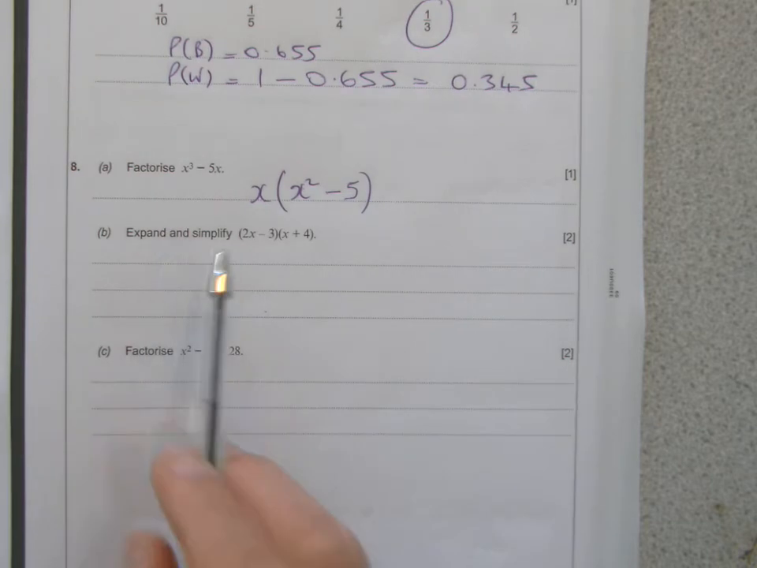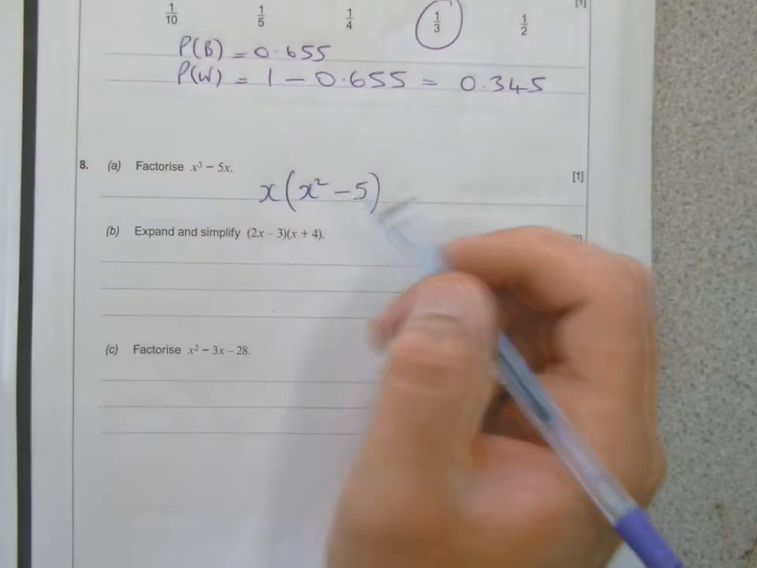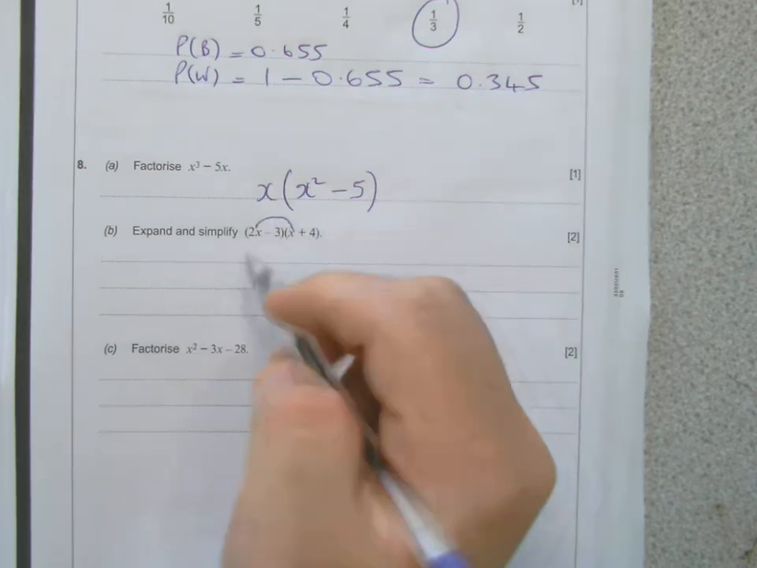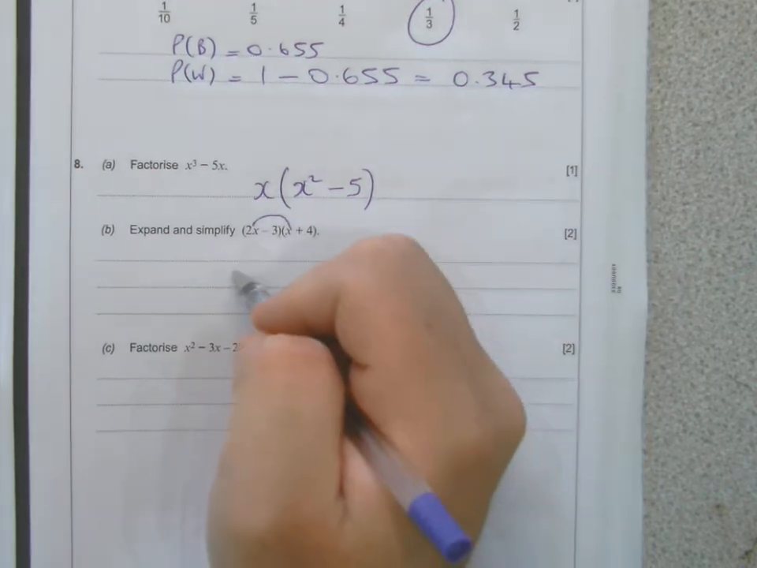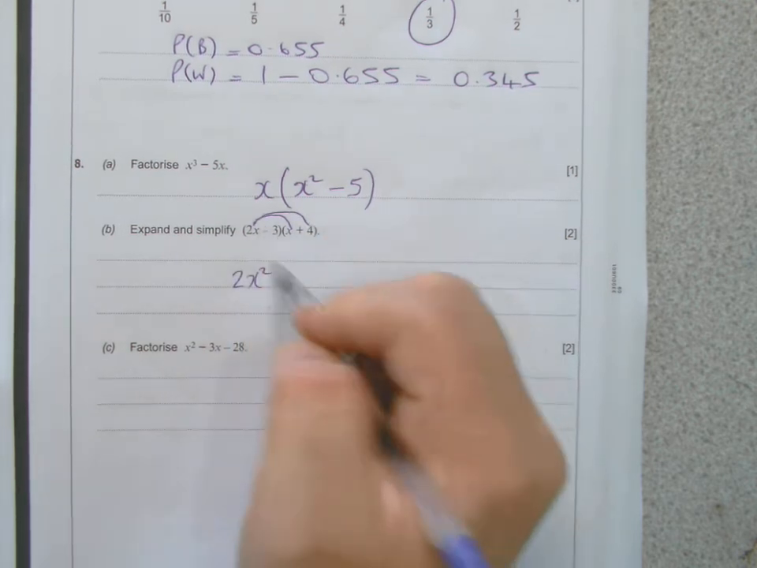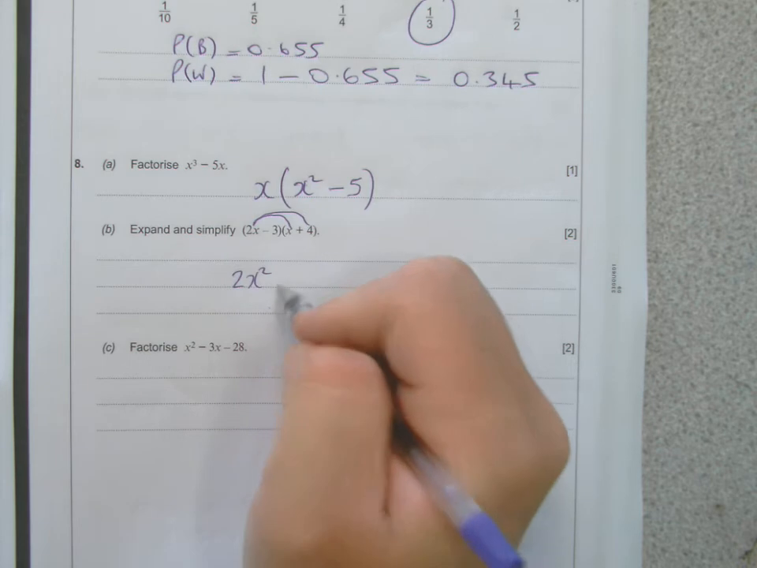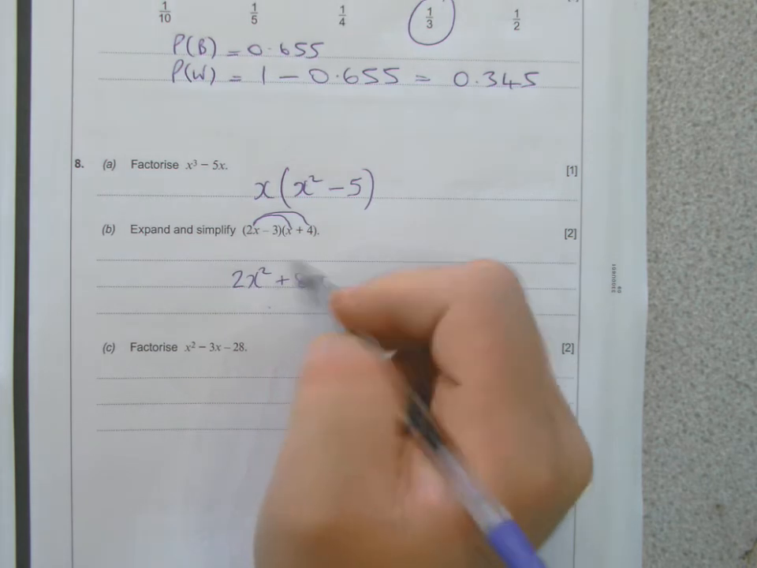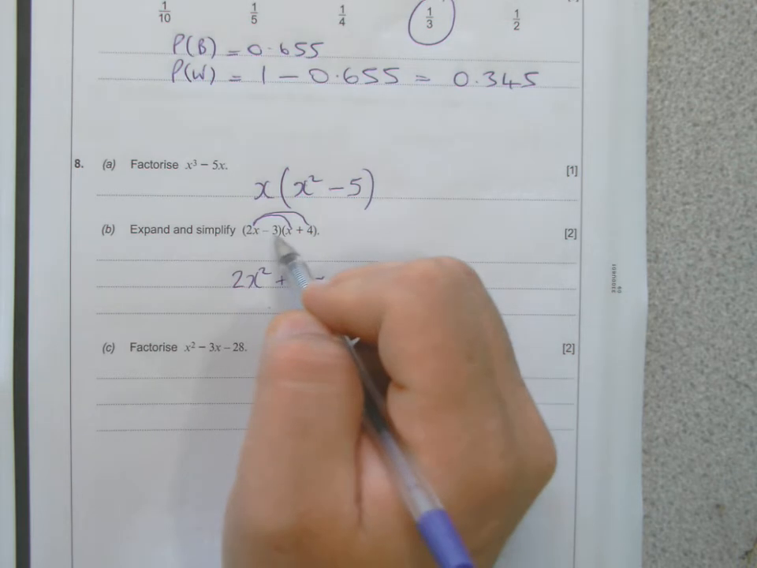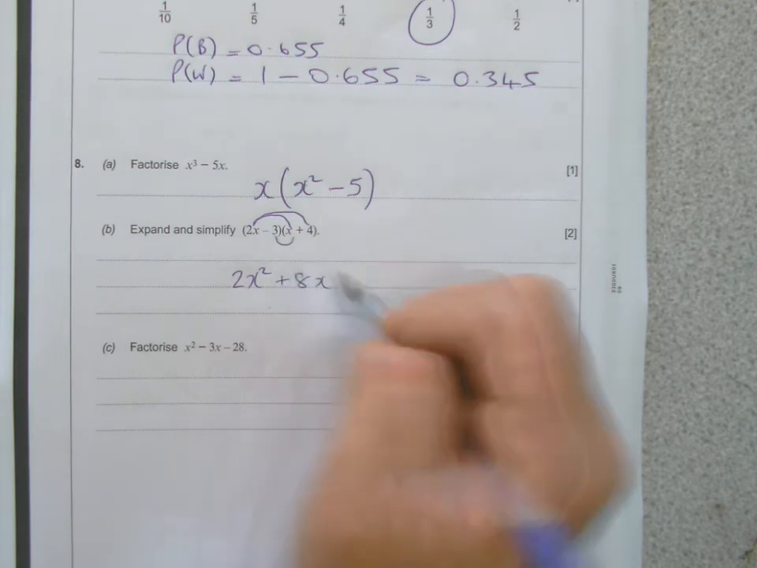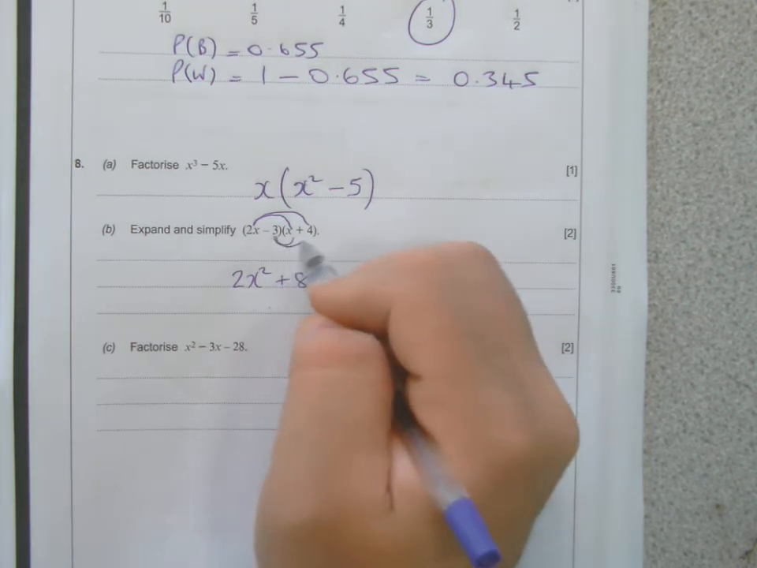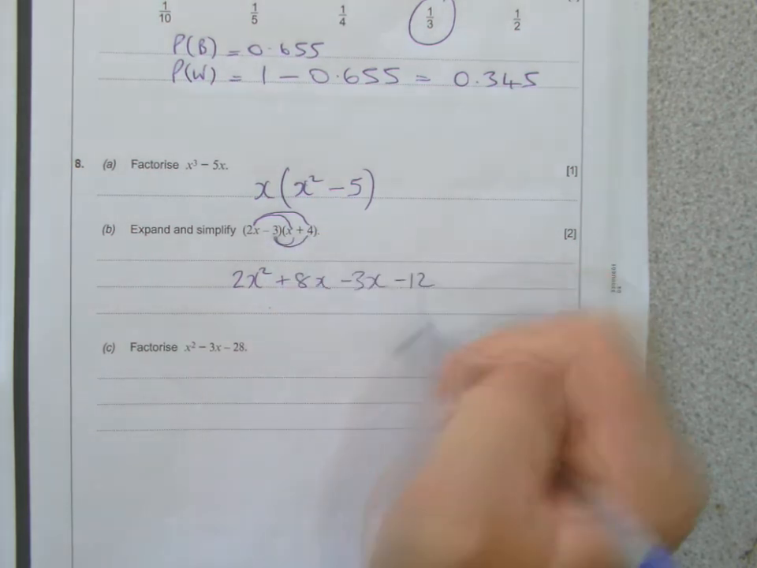When it comes to this, expand and simplify, I tend to use FOIL, right? So we multiply out the firsts in each bracket. So 2x times x is 2x squared. Then I'll do the outers. 2x times 4 is 8x. So I've timesed 2x by everything in this bracket. Now it's times the minus 3 by everything. So the inners, minus 3 times x is minus 3x. And then the lasts, minus 3 times 4 is minus 12.